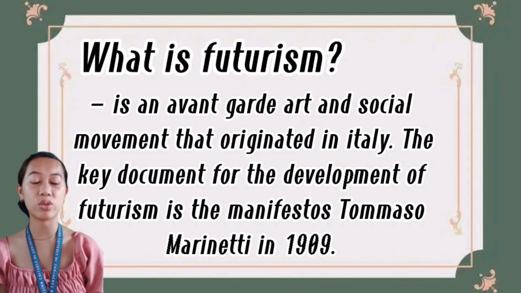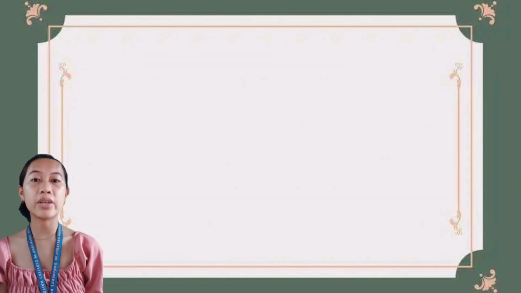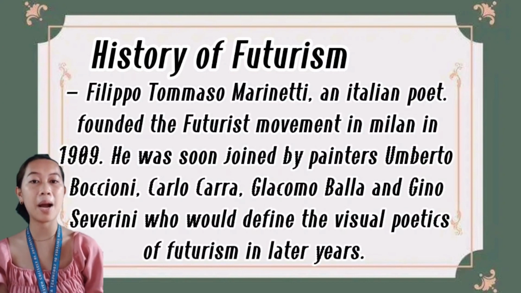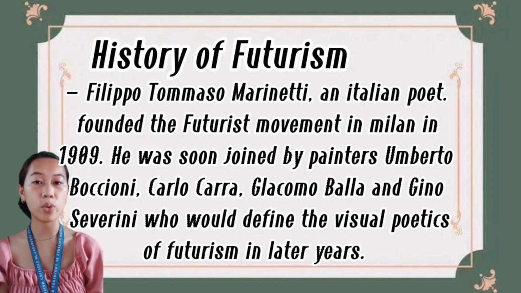Futurism developed in literature as well as in painting, sculpture, architecture, industrial design, music, film, dance, and fashion. Here is the history of Futurism. Filippo Tommaso Marinetti, an Italian poet, founded the Futurist movement in Milan in 1909.